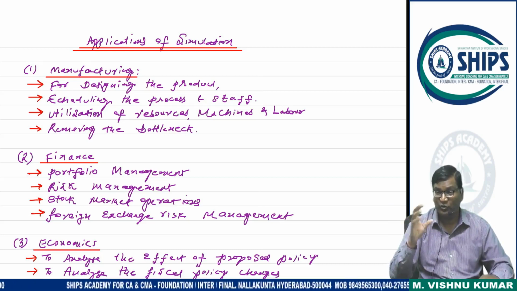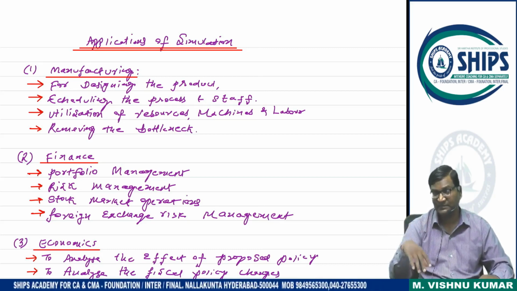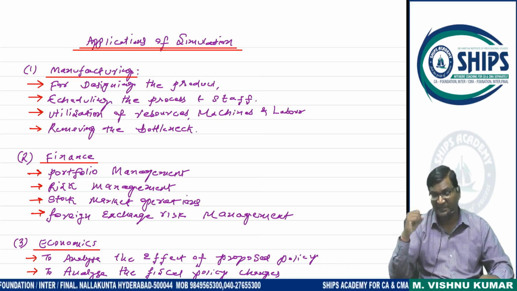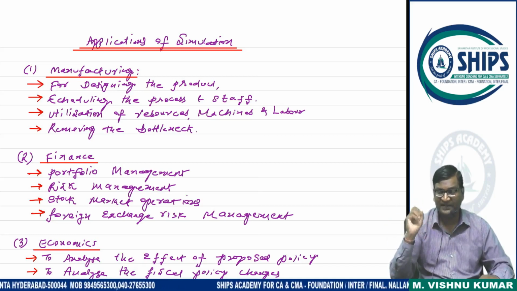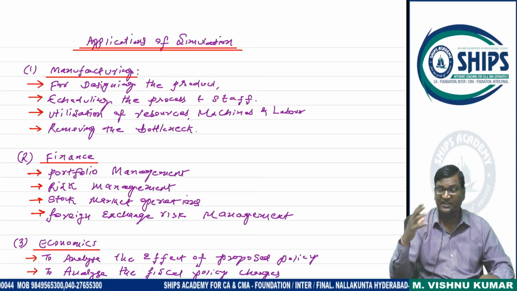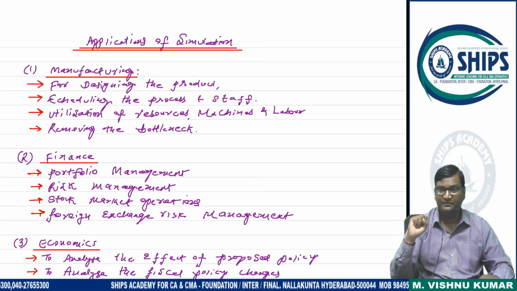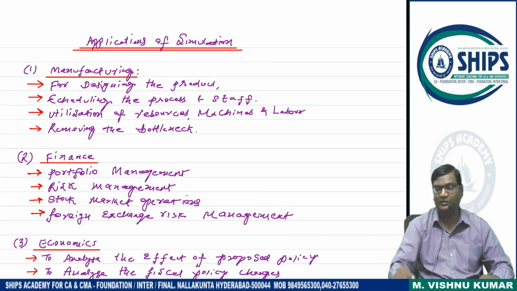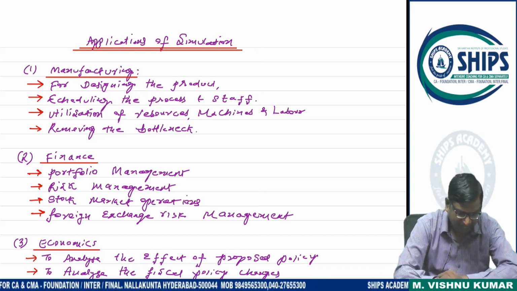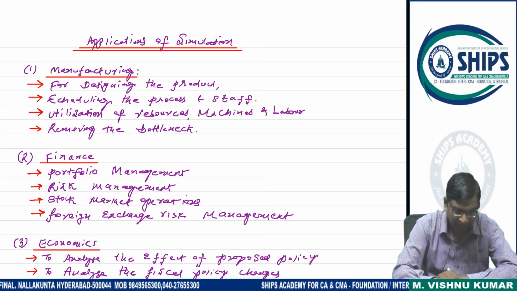Next, how to utilize the resources. Machines, labor. How to utilize these in an optimum way. Through simulation, they can understand this. And in the organization, what is the most challenging area, because of which the organization is facing difficulties? That is also estimated from the simulation technique. That is called the bottleneck, and it will be removed through the simulation technique also. So here it is given: designing the product, scheduling the process, utilization of resources, machines, labor, removing the bottleneck. Bottleneck means the most difficult constraint, the item in shortest supply.